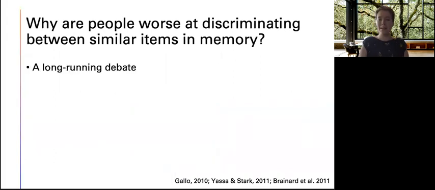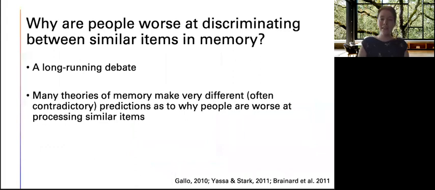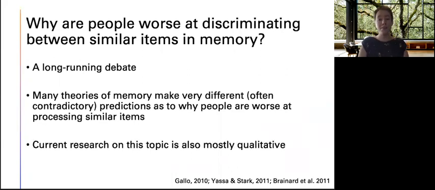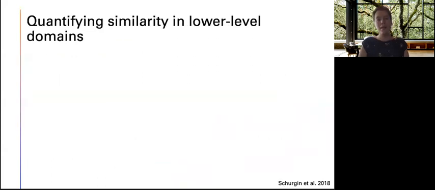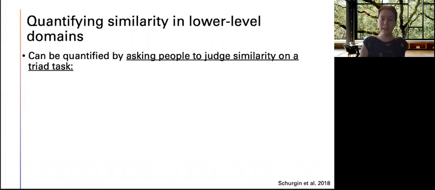People have been debating why we are worse at discriminating between similar items, perhaps since the first studies on false memory came out at the beginning of the 20th century. Many theories of memory make very different and even often contradictory predictions as to why people are worse at processing similar items. Much of the current research, furthermore, on the topic is very qualitative, with few theories actually offering a complete model by which to explain this conundrum. However, recently, in lower-level domains, this has been made very quantitative.